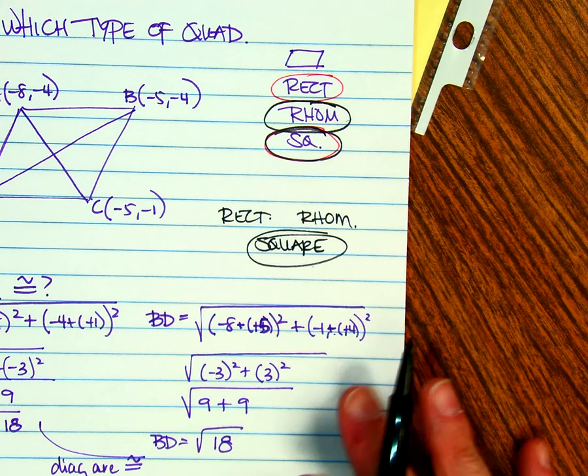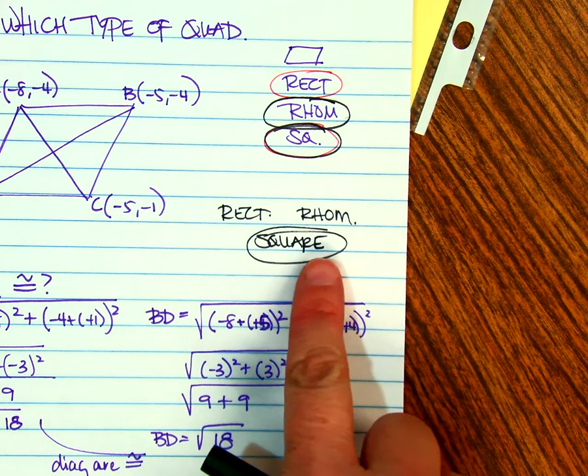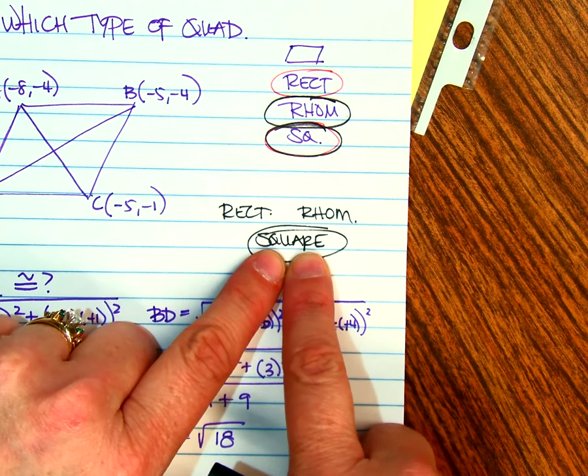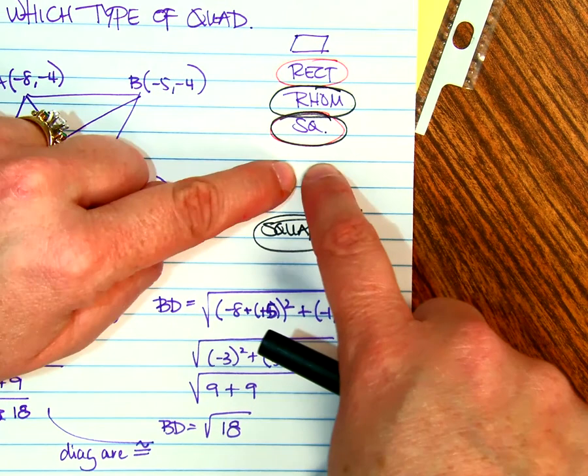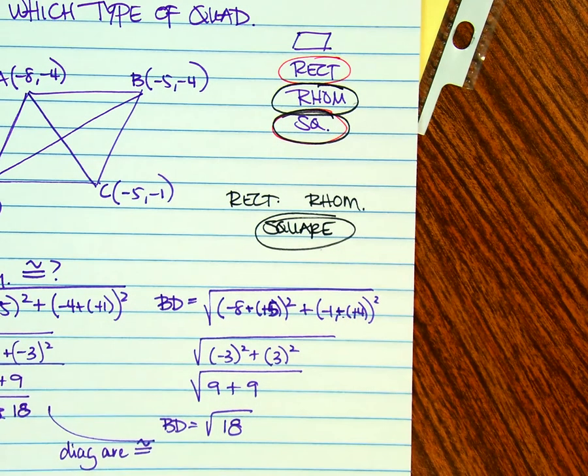If it was asking list all that apply, well, if it's a square, that means it's also a rectangle and a rhombus, which means it's also a parallelogram. Okay, again, there's example 2.